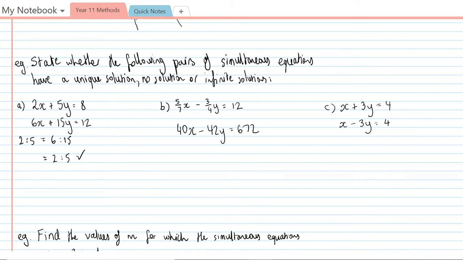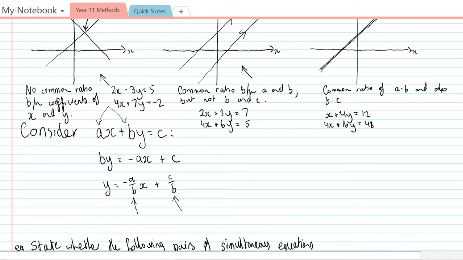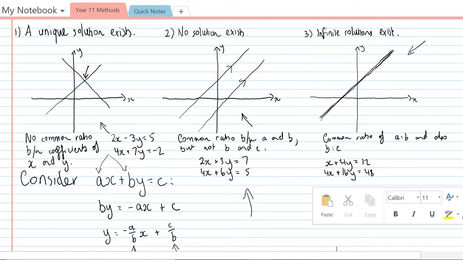Now for the ratio of b to c. So is the ratio of 5 to 8 the same as the ratio of 15 to 12? Well, I don't think so, because 5 to 8, the number's getting larger there, but 15 to 12 would be getting smaller. So these are not equal to each other, and so we don't have that common ratio between b and c. And so this is a situation where we have the common ratio between a and b, but not b and c, which means we are dealing with no solutions.